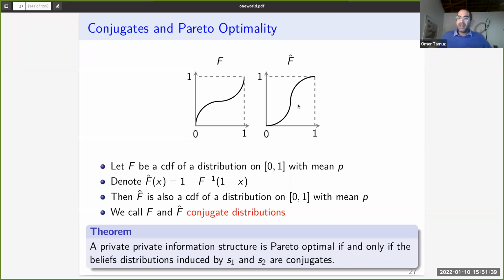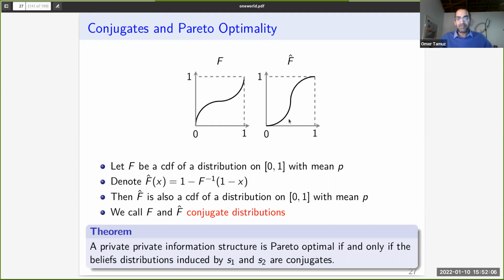So this somehow captures this trade-off. You cannot make both of them informative. In fact, the more informative you make one, the less informative the other one becomes. And these are the Pareto optimal ones. So if you fix F, F hat is the most informative you can make. If S1 has distribution F, then the most informative S2 you can have is F hat.